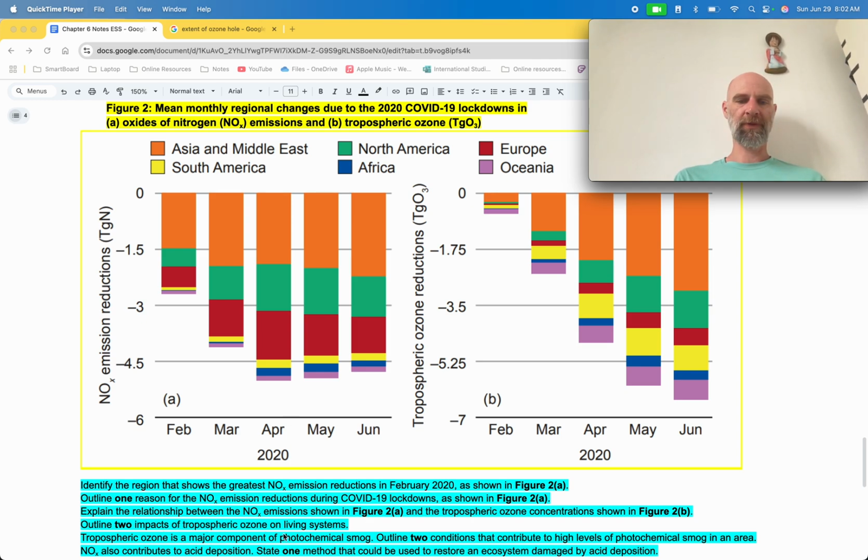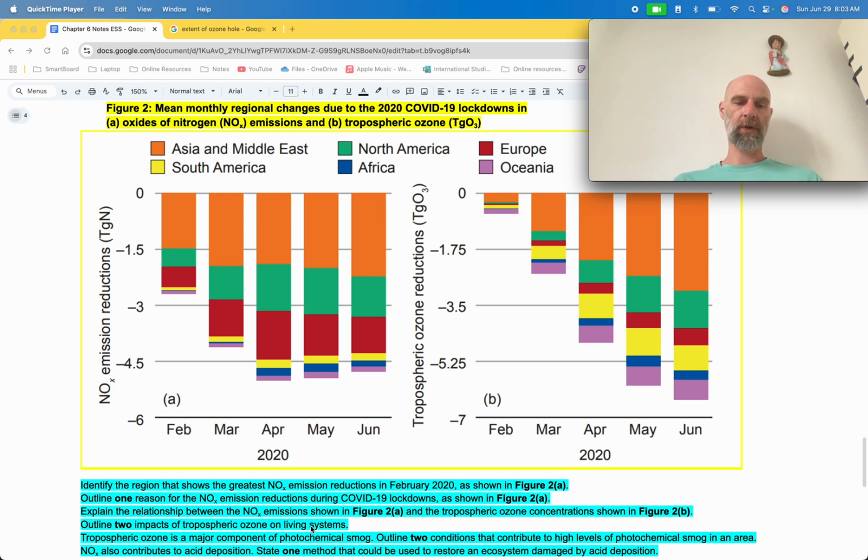Outline two impacts of tropospheric ozone on living systems. It damages the leaves of plants, all right? And because the leaves get damaged, it decreases photosynthesis. The plant does not really grow as big and strong, which reduces primary productivity. So, loss of habitat and food, because we have less plants, it's less food and habitat for human beings and animals. So, reduction of biodiversity. Also increases respiratory diseases and eye irritation as well. So, generally not a good thing.